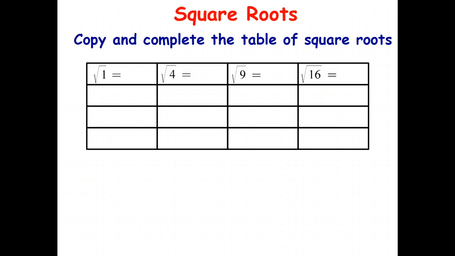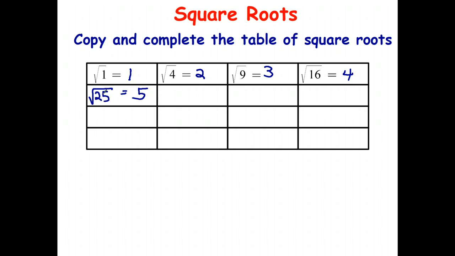Now, the inverse operation of squaring something is taking the square root. So, for example, the square root of 1 is what number times itself gives us 1, which is 1. The square root of 4, what number times itself gives you 4? Well, that's 2, because 2 times 2 is 4. 3 times 3 is 9. 4 times 4 is 16. The next one is going to be 5. 5 times 5 is 25. So therefore the square root of 25 is 5, and so on.